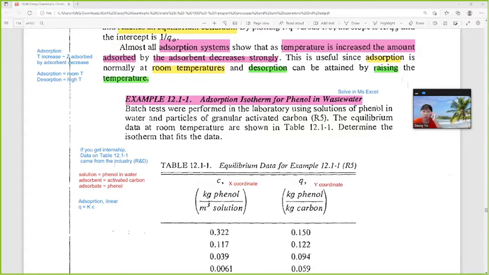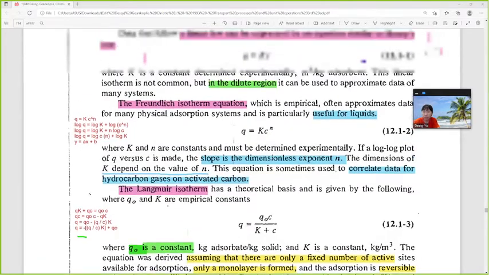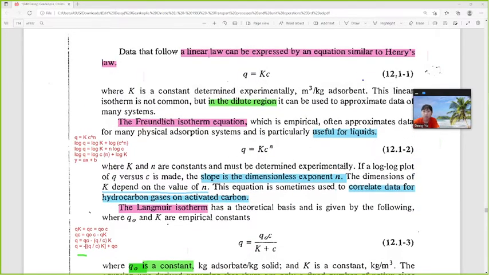So this is a liquid stream, phenol in water, which we call a solution. The adsorbent is granular activated carbon, and the adsorbate is phenol. The equilibrium data at room temperature are shown in table 12.1.1. So determine the isotherm that fits the data. For the isotherm, we go back to three equations: linear, Freundlich and Langmuir isotherm.